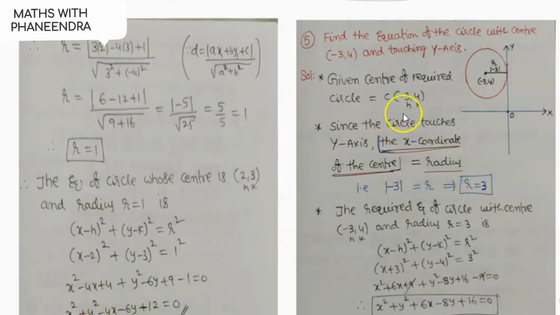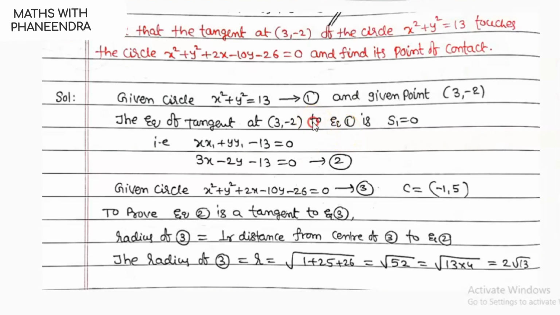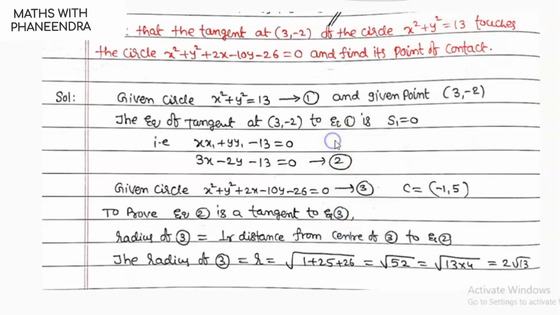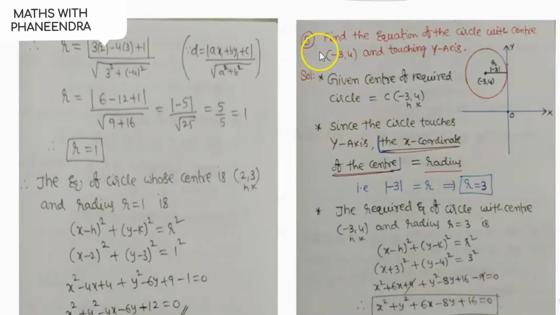Next question, we'll move to the next question. See here, one more question is there, the fifth question. This is important for either 2 marks or 4 marks. Find the equation of circle with center (minus 3, 4) and touching the y-axis. Here this is a very important condition.